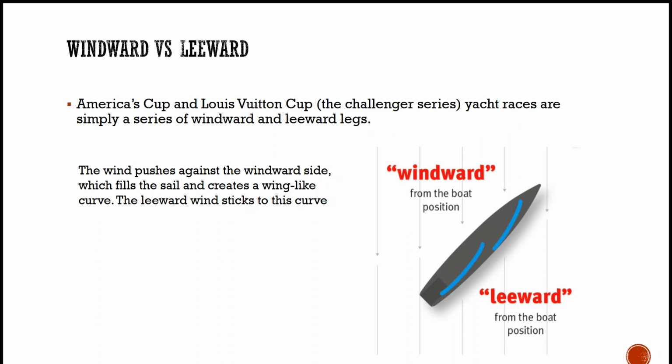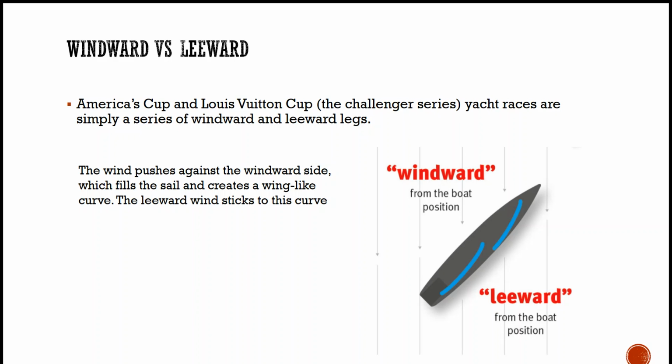Speaking about sailing terms, since the America's Cup and the Louis Vuitton Cup, the challenger series yacht races, are simply a series of windward and leeward legs, it's essential to know what the windward side of the boat and the leeward side of the boat are. The term windward simply means towards the wind, and leeward means away from the wind. For example, the windward side of the boat is the side where the wind hits first. The opposite side is the leeward side.